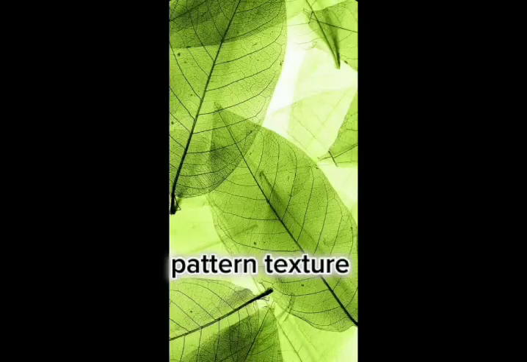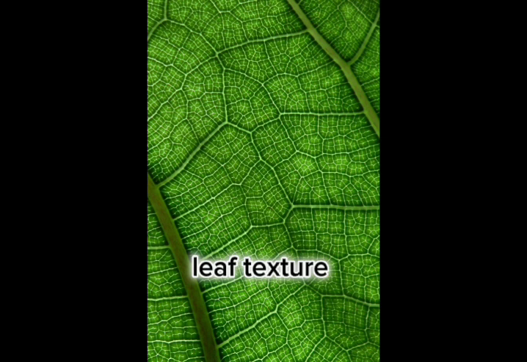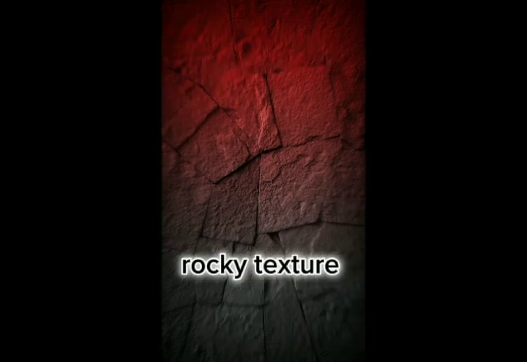Do hold on. So these are examples of texture. This is a material texture. All right, this is a pattern texture, as you can see. This is a leaf texture gotten from a leaf. Okay, this is another type of leaf texture, as you can see. And lastly, this is a texture of a rocky field.